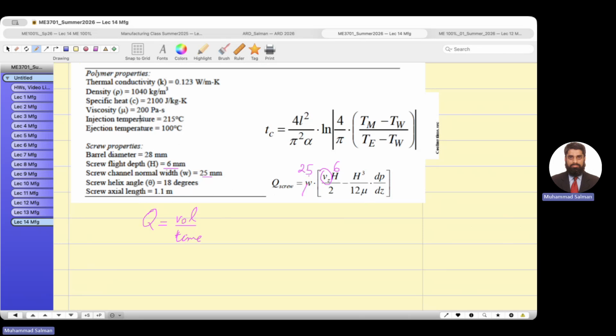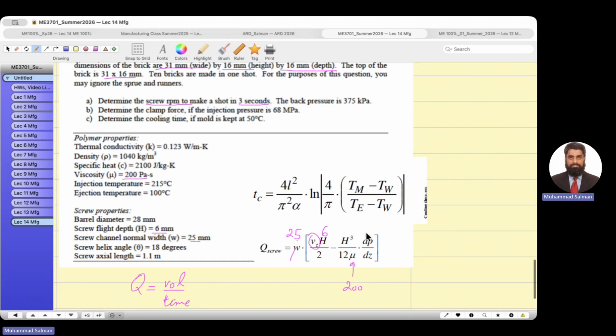The viscosity, the eta is 200. And the back pressure is given 375. This is 375 kilopascals. So I'm going to convert it in 10 to the power 3.